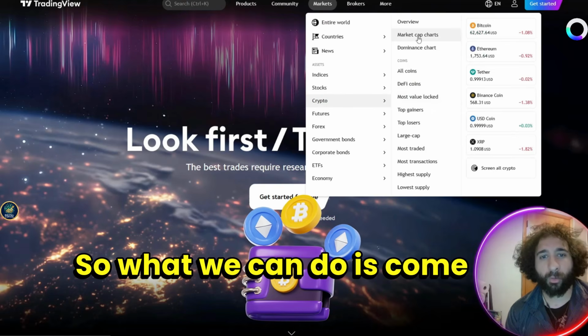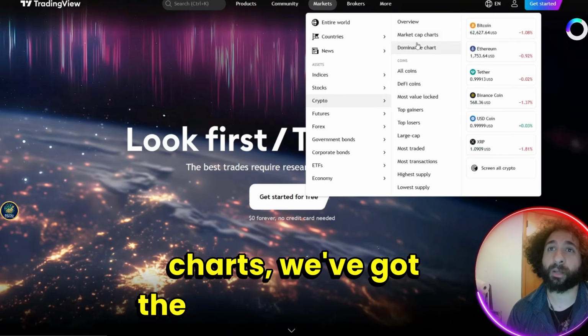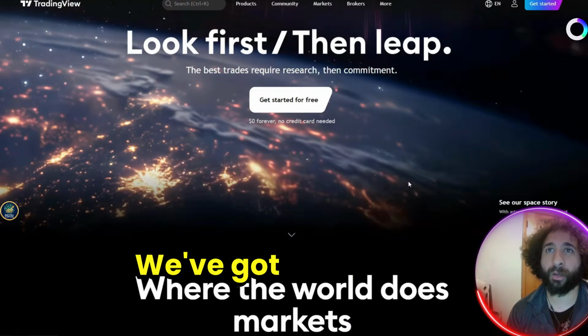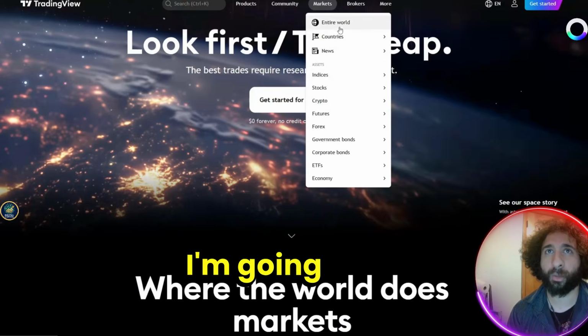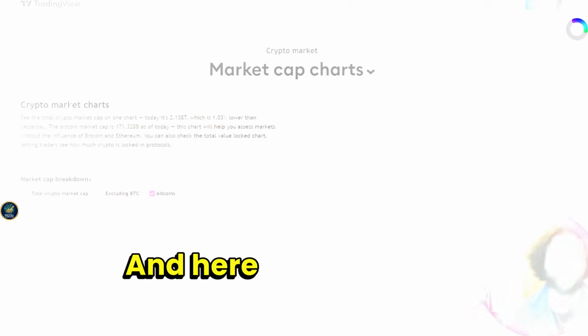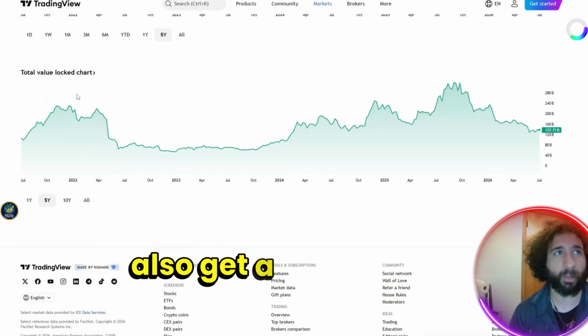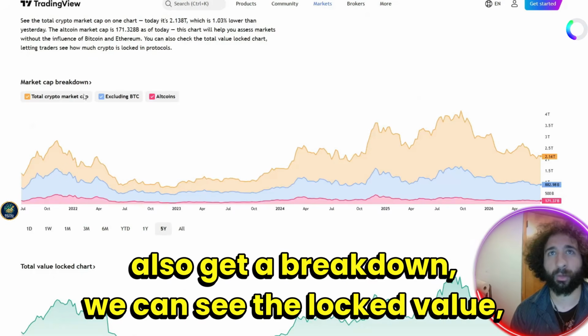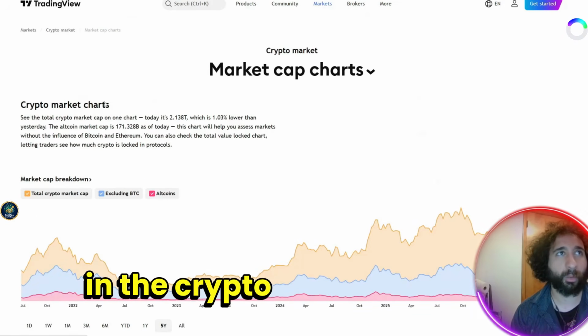So what we can do is we have the different charts. We've got the DeFi coins as well. We've got the highest and lowest too. I'm going to go to markets, then crypto, and then to the market cap charts. And here in the market cap charts, we can also get a breakdown. We can see the locked value, so we can actually see what's happening in the crypto market as well.